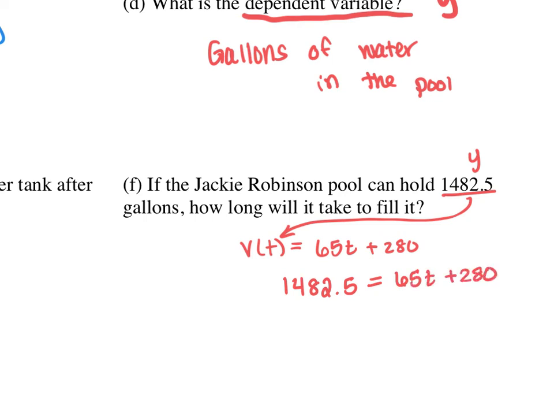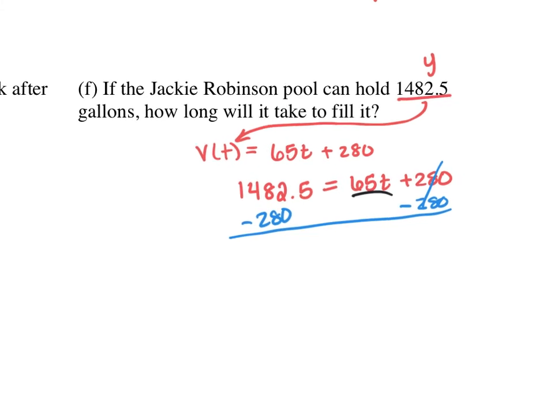Now this becomes a two-step equation, so I have to ask myself, how do I get T by itself? Well, I have a 280 on this side. The only way to get rid of that 280 is to subtract 280 on both sides of my equation. So I do 1,482.5 minus 280, and I get 1,202.5.